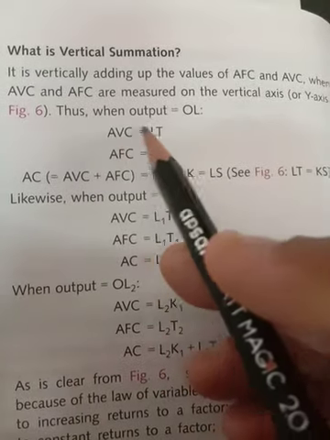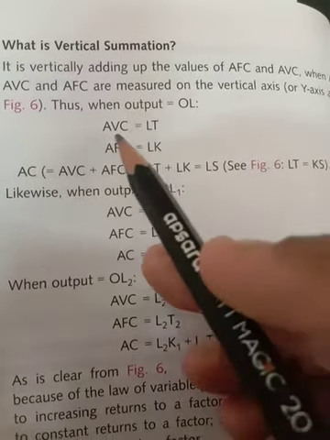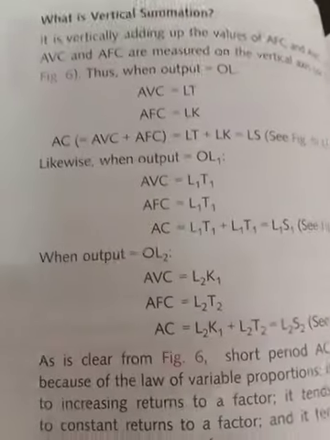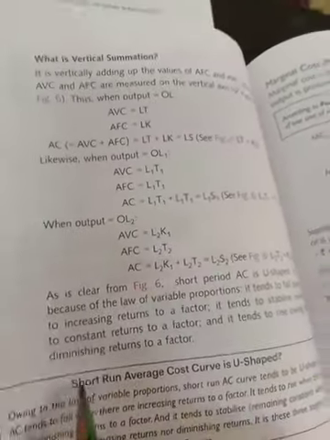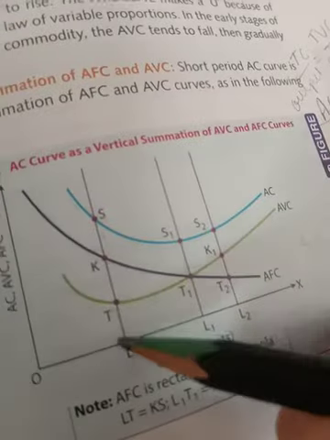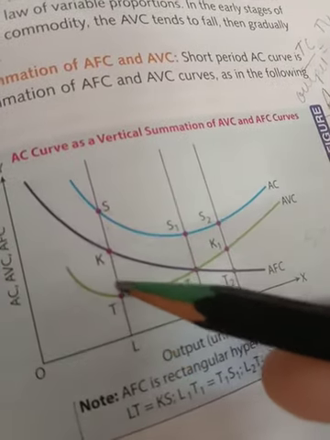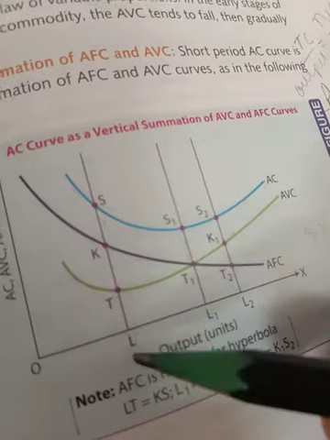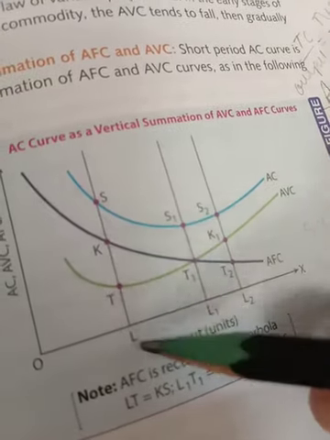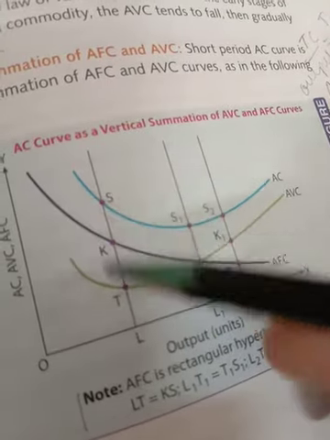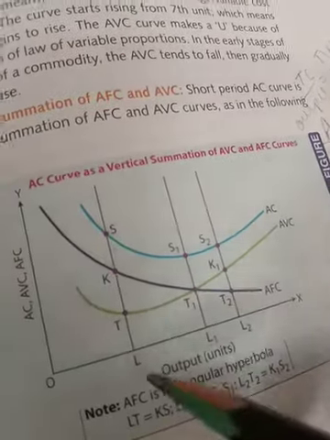On the y-axis, when output is equal to OL, then average variable cost is LT, as has been discussed, and average fixed cost is LK over there. At L level of output, TL is the average variable cost and average fixed cost is here, this KL. So KL plus TL is equal to SL. Fine. So you will see the difference.